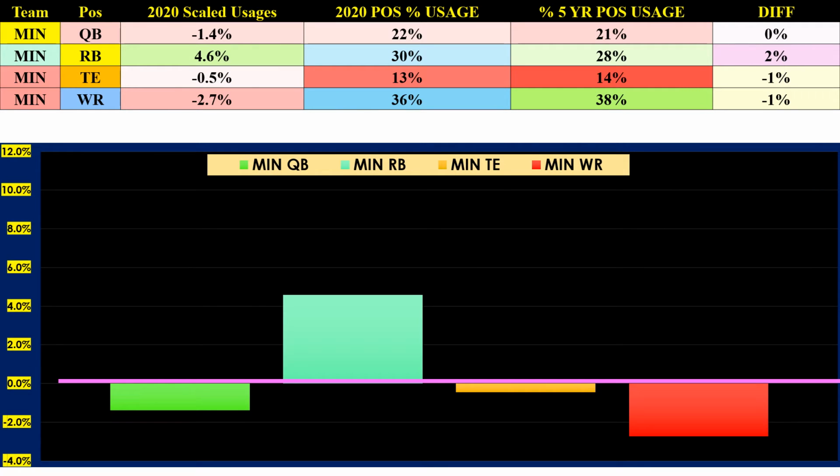Minnesota, it's Dalvin Cook's show, and Thielen and whatnot. Was it Jefferson?